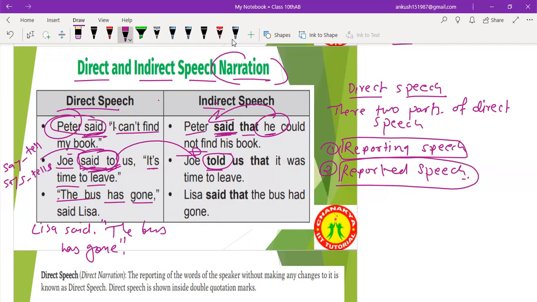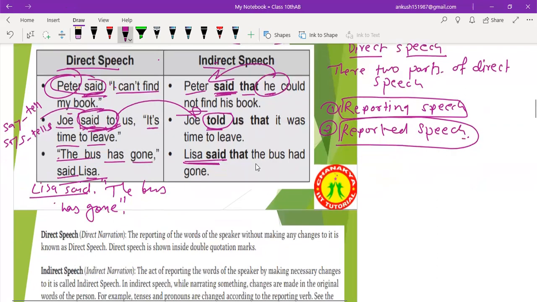Yes, sir. See, "said Lisa" is given at the last, but it doesn't matter whether it is given in front, in the middle, or at the last. In indirect speech, it would come in the beginning of the sentence. Have you got the point better? So don't be confused while using these rules.